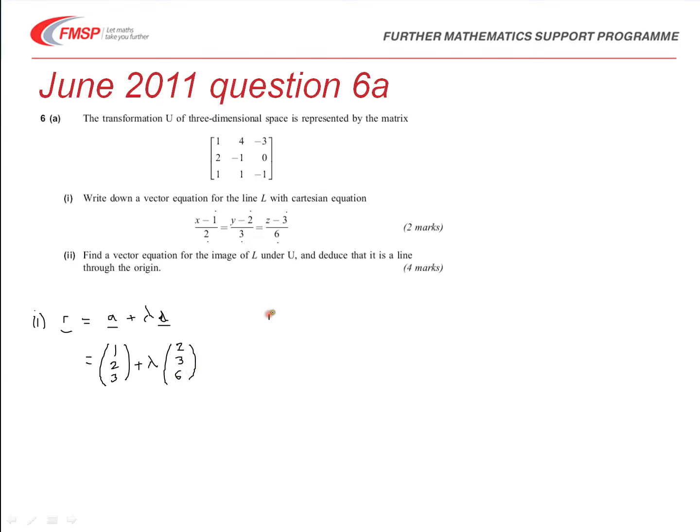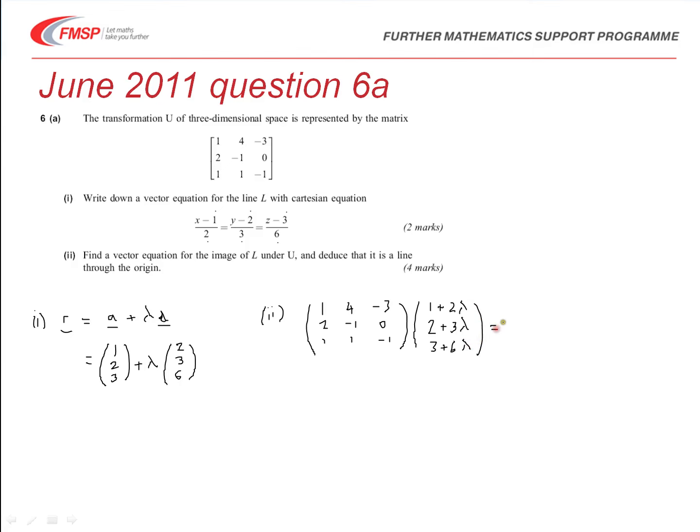Now, in the second part of the question, you're now asked to transform that line by this matrix. So if we write down the matrix, 1, 4, negative 3, 2, negative 1, 0, 1, 1, negative 1, we then have to transform the points of the line. So if we add the two parts together, we'll get 1 plus 2 lambda for the x coordinate, 2 plus 3 lambda for the y coordinate, and 3 plus 6 lambda for the z coordinate.